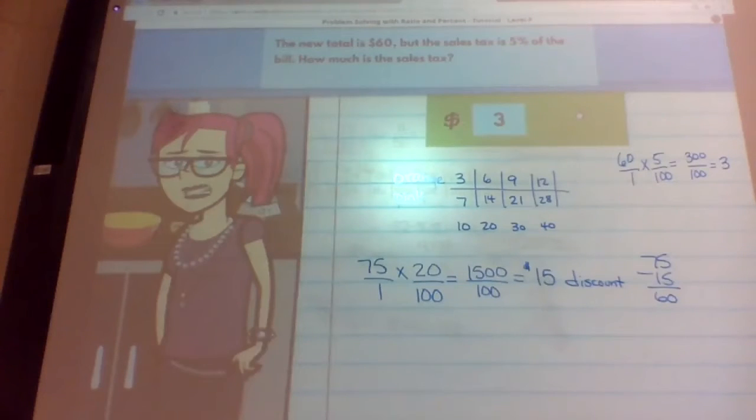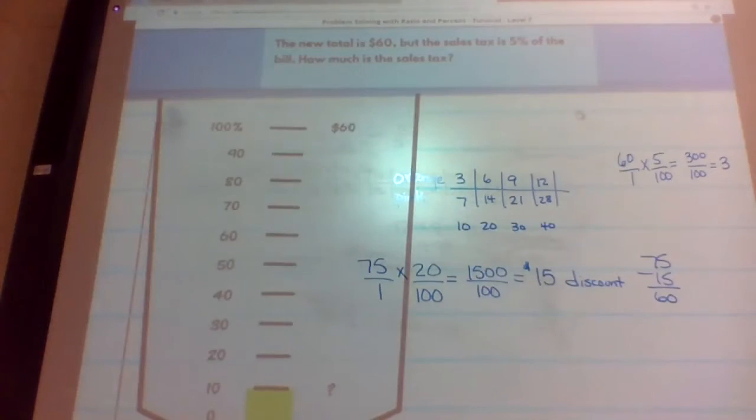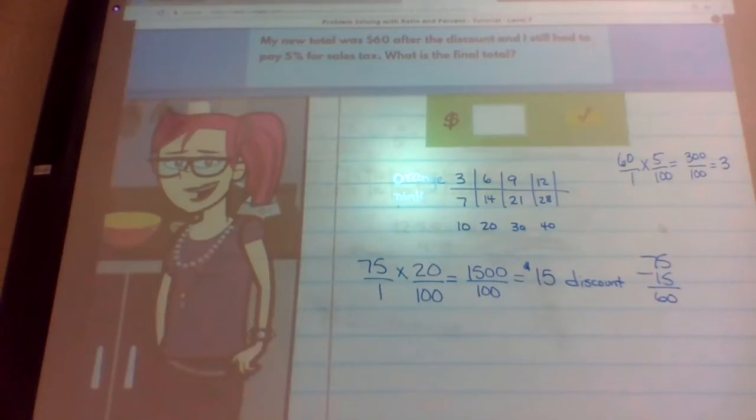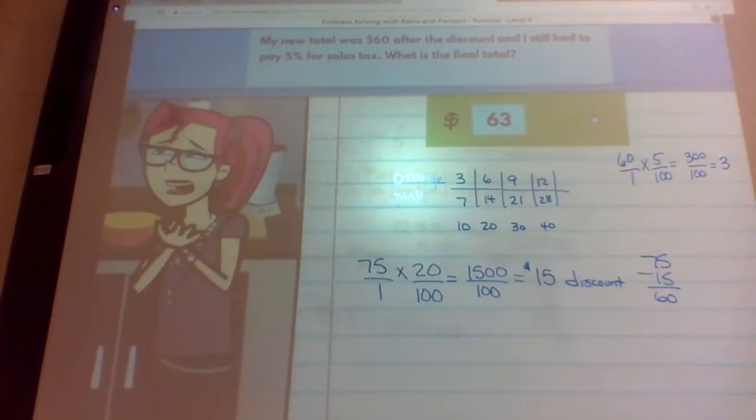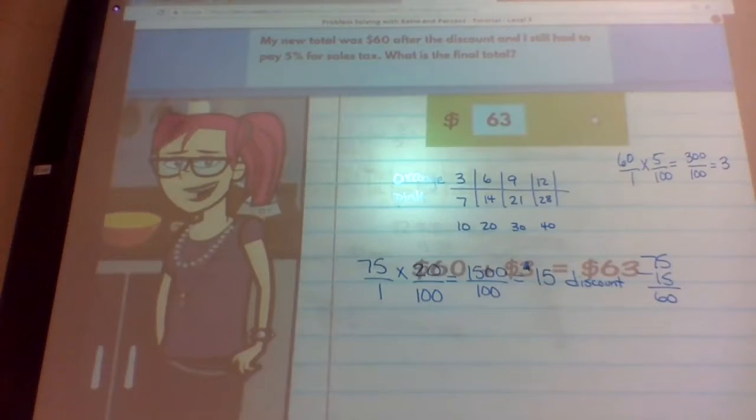Yeah, exactly $3. It's so easy to see that 10% of $60 is $6, but we only need 5%. That's half of 10. So just take half of 6 and find the sales tax, $3. What's the final total? Now, sales tax means you have to add that money back to the total. So we're going to spend 60, but now we have to add $3 sales tax, so that's $63. See, $63 is a lot better than 75, and that's including tax.